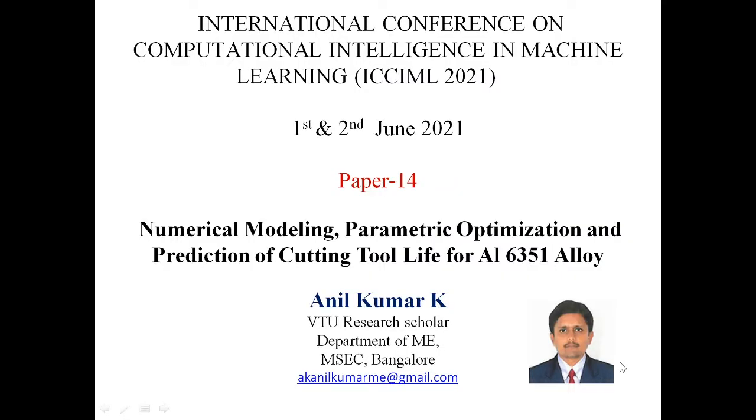Myself, Anil Kumar K, Research Scholar in the Department of Mechanical Engineering, MSCC, Bangalore. I am very glad to present my paper in the International Conference on Computational Intelligence in Machine Learning, titled Numerical Modeling, Parametric Optimization and Prediction of Cutting Tool Life for Aluminum 6351.